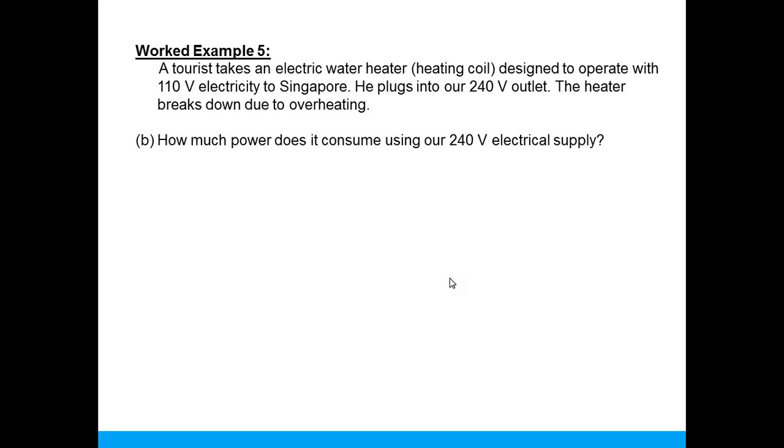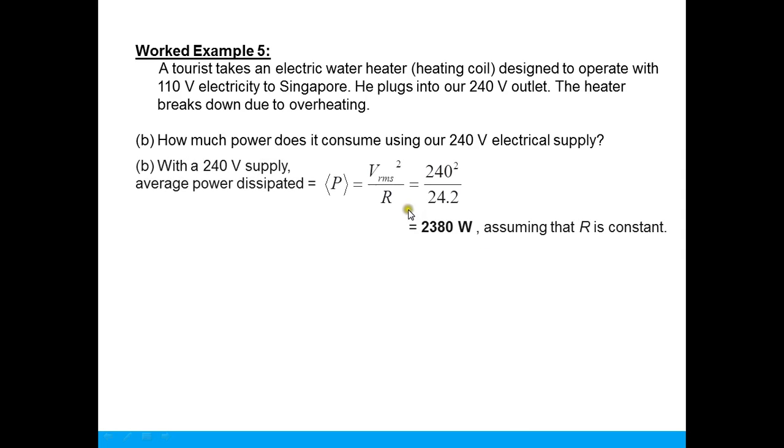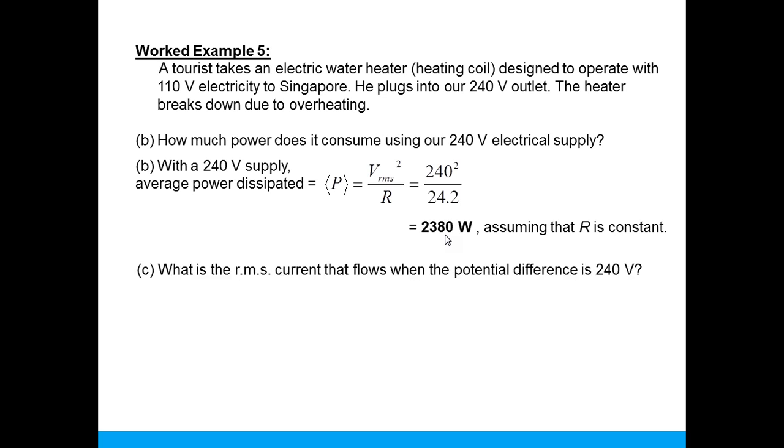If we then plug it into our 240 volt supply, remember that the resistance of the object does not change. With the new VRMS of 240, we find that the power given is in fact 2380 watts. This is four times the power that the heater was designed to work with. So it's not surprising that the heater breaks down.